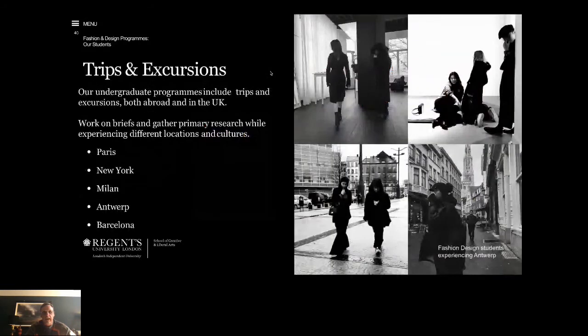We have trips and excursions each year, going to different sort of capitals. The images here on the right are photographs from the last trip we had to Antwerp in Belgium. Antwerp is such a cool city. It's definitely the birthplace of deconstructive fashion. If you're familiar with designers like Margiela or Raf Simons, they all came from Antwerp. It's an amazing city, but we try to go to different destinations each time, and sometimes we link those as part of projects we do as well.